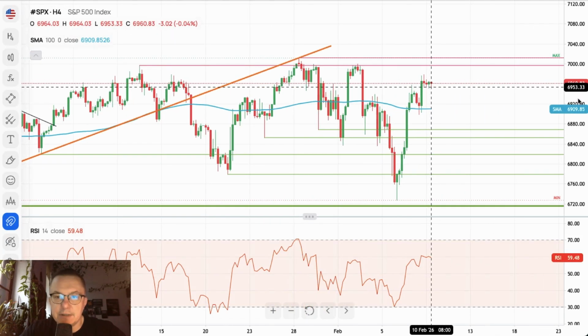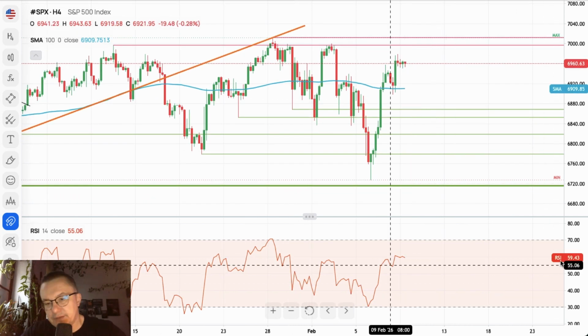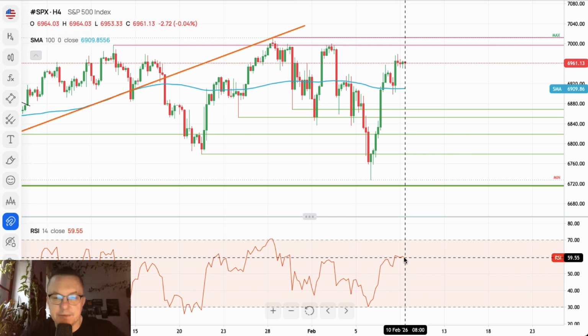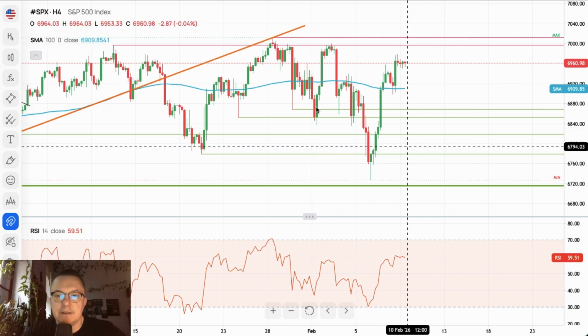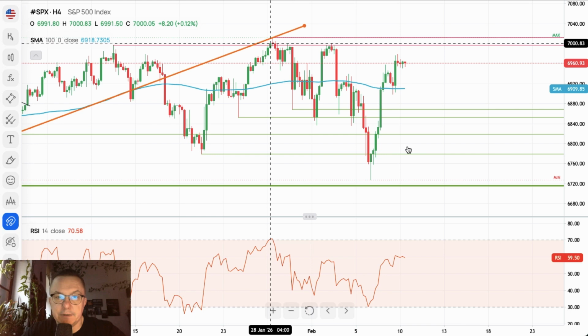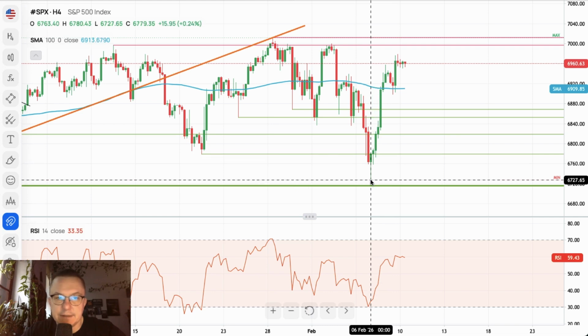S&P 500 basically doing not much. Momentum is barely positive, 59 points. Okay, 60 points is positive, let's say, but the market keeps trading inside of this trading range between 7,000 and 11, the swing high, and the lows roughly around the 6,700, right?